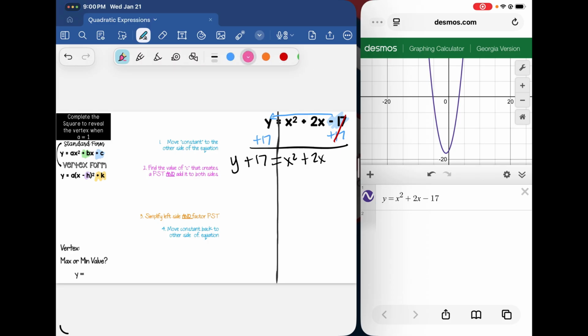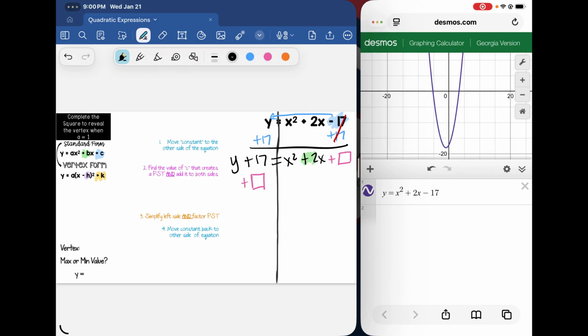Now I have this blank spot just like we did yesterday. It's just not a box up here, but I can write me a box. So if I add a box to this side of the equation, what must I do to this side? We just have to figure out what's going to go in the box. So half of my b value, which is what? 1.